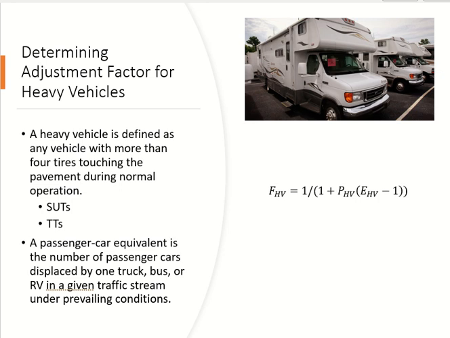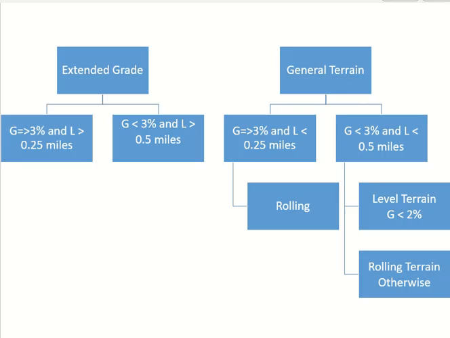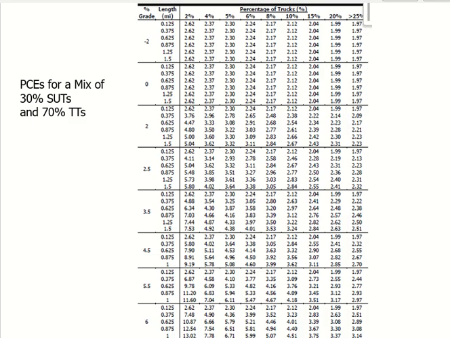Okay, for level EHV is, where did it go? Oh, okay. For level it is 2. Now they said heavy mix. So this is heavy mix: 30% trucks and single unit trucks, 70% trailer trucks.